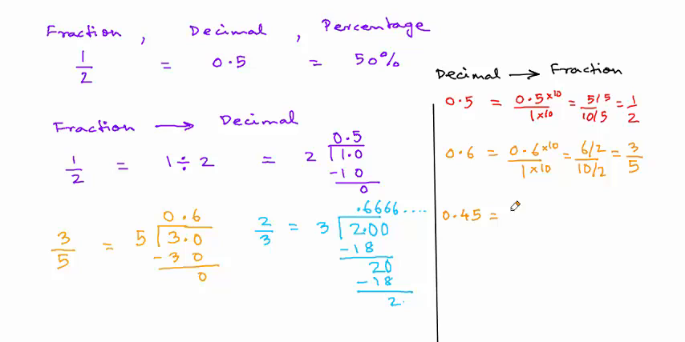In this case, the first step still remains the same. Rewrite it as 0.45 over 1. And then because the decimal point needs to be shifted 2 places over to the right to change it to an integer, you multiply the numerator and the denominator with 100 and not with 10. So this is going to be equal to 45 on the top, 100 on the bottom, and then divide 45 and 100 with 5. You have 9 on the top and 20 on the bottom. So the decimal 0.45 is equivalent to the fraction 9/20.